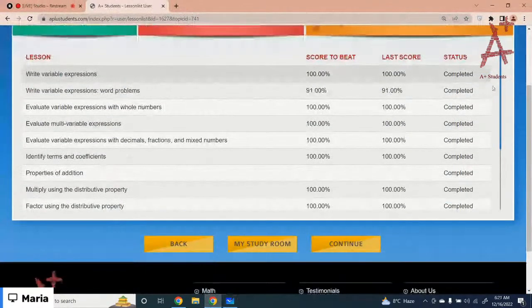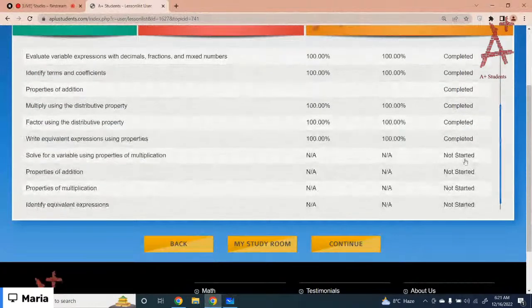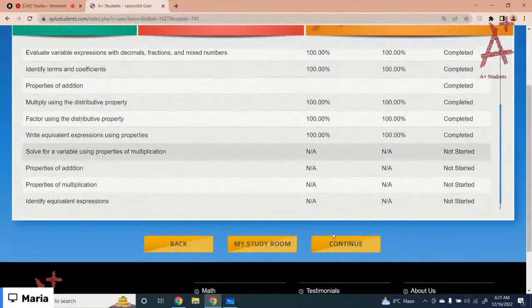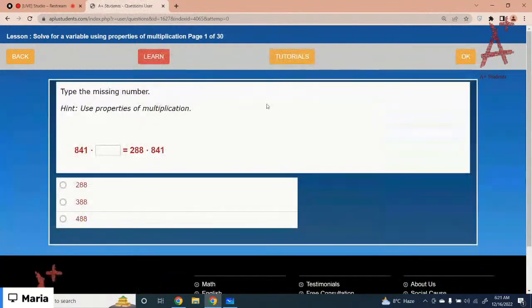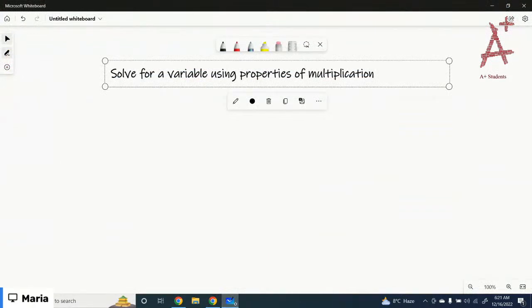Okay, here I am on the lesson solve for a variable using properties of multiplication. So let's just start with the test. Okay, type the missing number. We have to use the properties of multiplication. So that is the commutative property of the multiplication. That means a times b equals, let me write down the name and explain.